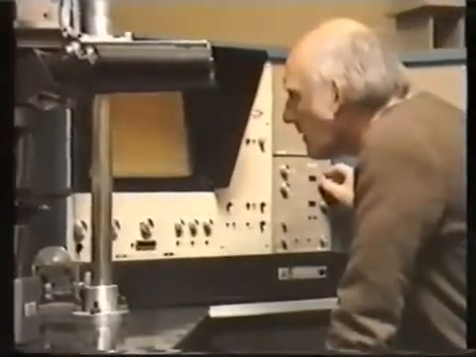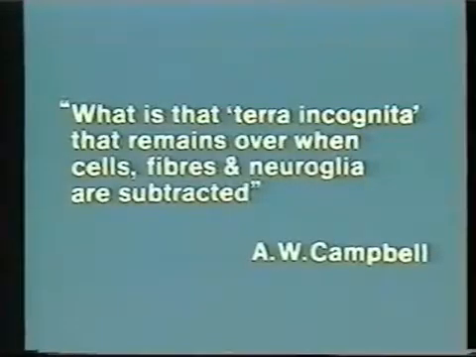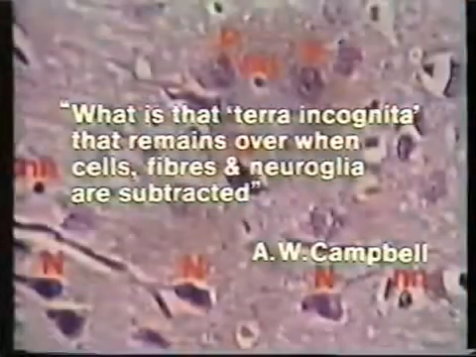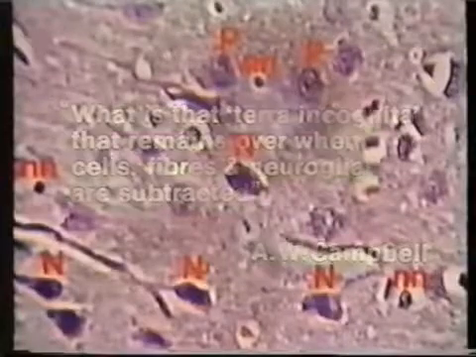We may then ask the question raised by Campbell in 1905. What is that terra incognita that remains over when cells, fibers and neuroglia are subtracted? We have to approach this indirectly by defining more accurately what neuroglia is.